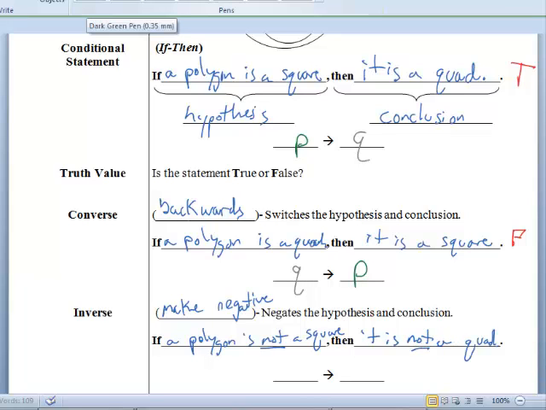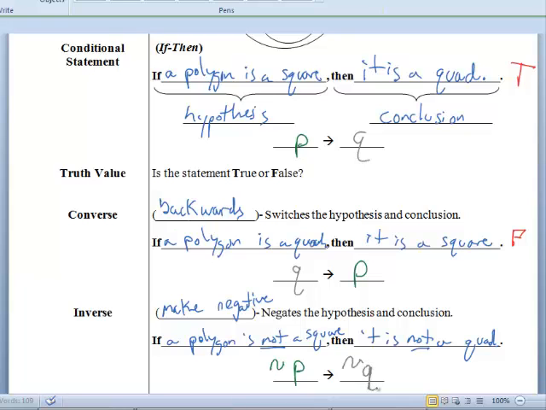All right, I can use my symbols then. And I can say, if not P, then not Q, because I'm taking the original statement and just negating it. And the symbol for not is a little squiggly line. It's the tilde. So if not P, then not Q.